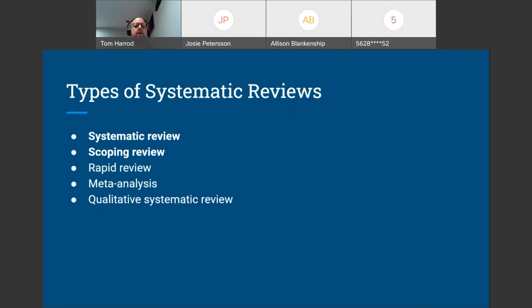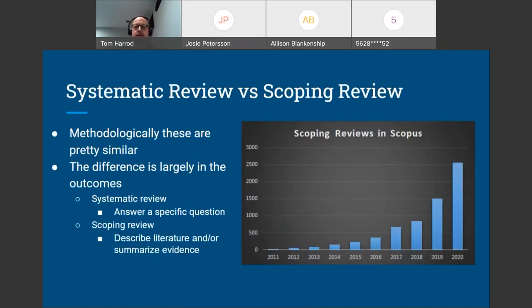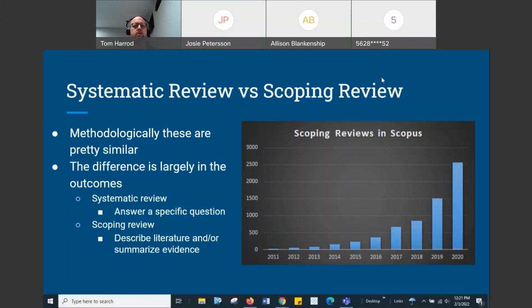talked about. And there are qualitative systematic reviews of qualitative data. So it's not all numeric data. There's a lot of different types of reviews that people perform using roughly similar methodologies. So I just want to take a little look at scoping reviews because I think this is something people often overlook.